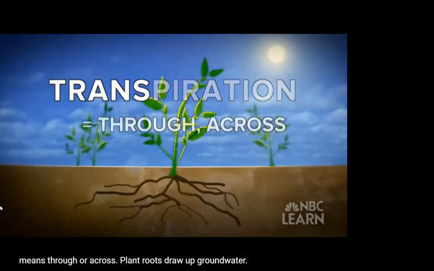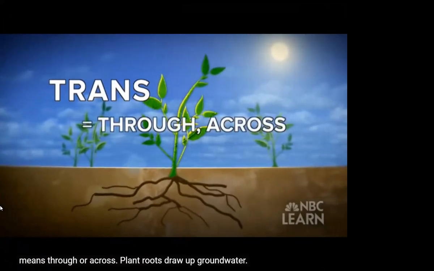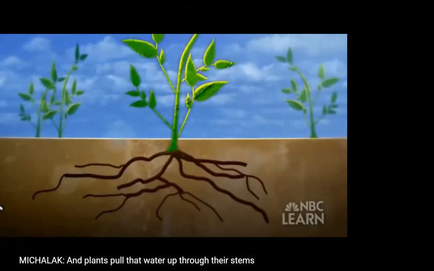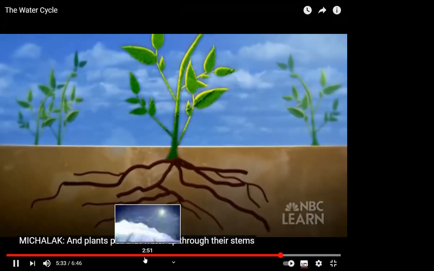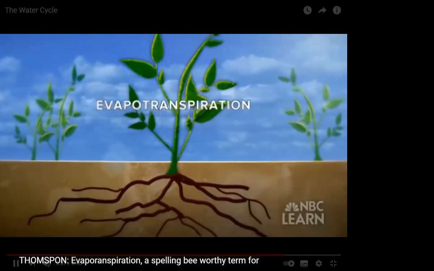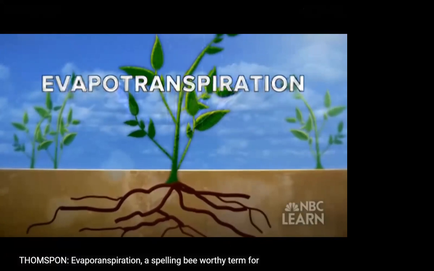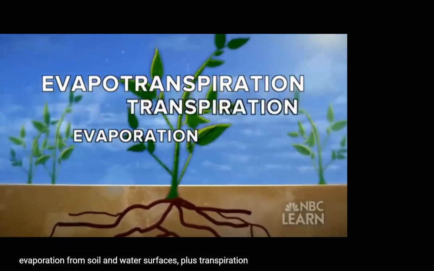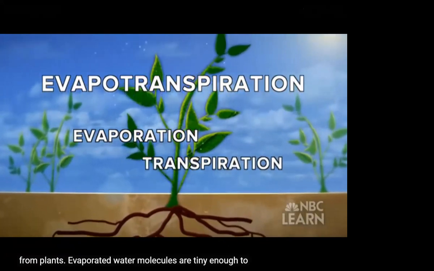Trans means through or across. Plant roots draw up groundwater. And plants pull that water up through their stems into their leaves and then release it back out through evapotranspiration. Evapotranspiration, a spelling bee-worthy term for evaporation from soil and water surfaces, plus transpiration from plants.